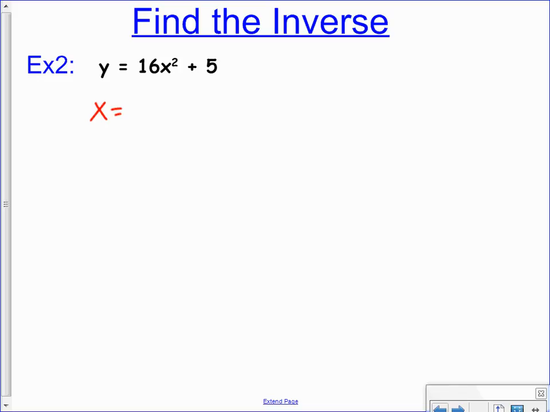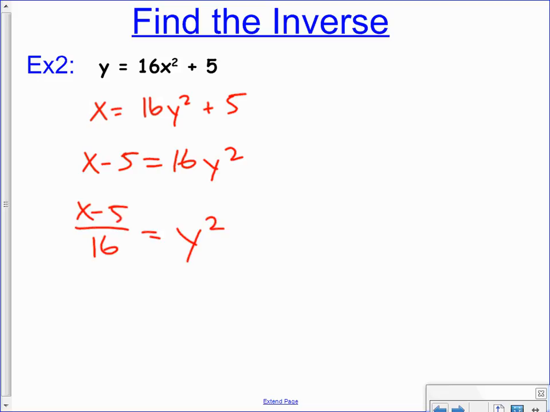x equals 16y squared plus 5. Take away the 5. So x minus 5 is equal to 16y squared. x minus 5 divided by 16 is equal to y squared. Square root, but don't forget to put plus and minus.